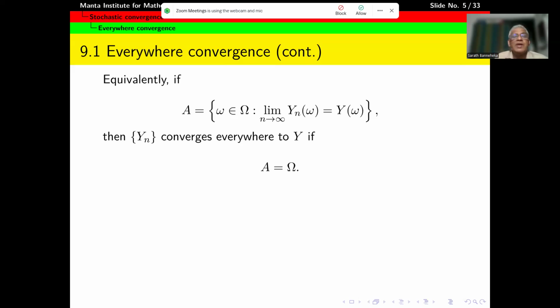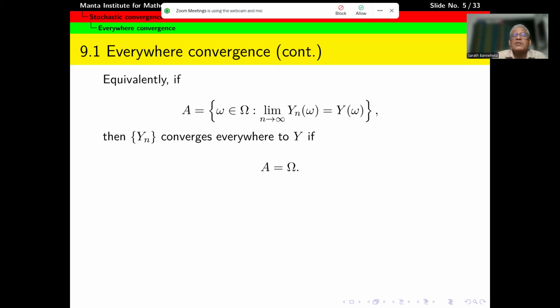Once you do that, if A finally is equal to the whole sample space, then that means for each omega in the sample space, this condition is satisfied. So that means Yn(omega) as n goes to infinity equals Y(omega) for each omega in the sample space. So therefore, A will become the sample space. If such a set of omegas satisfying this condition is equal to the sample space, then we say that Yn converges to Y everywhere.